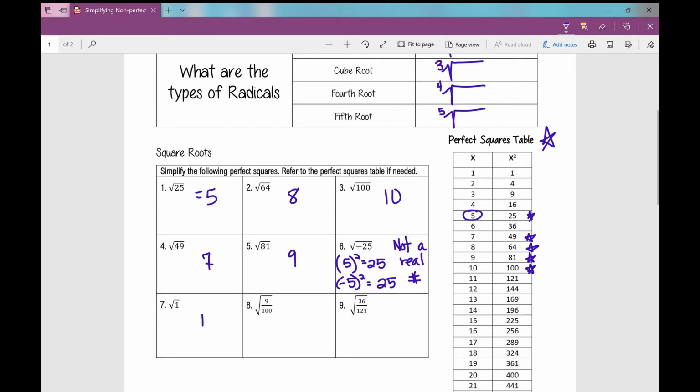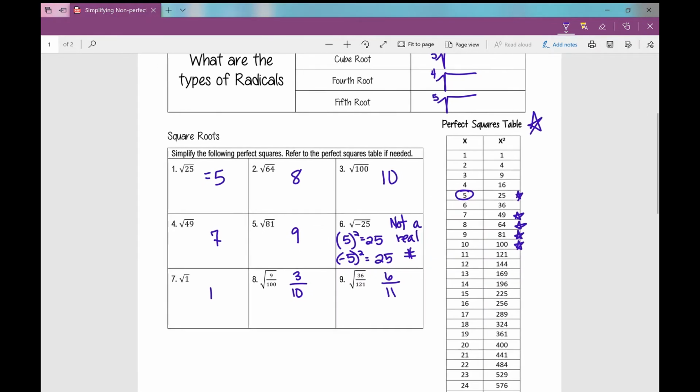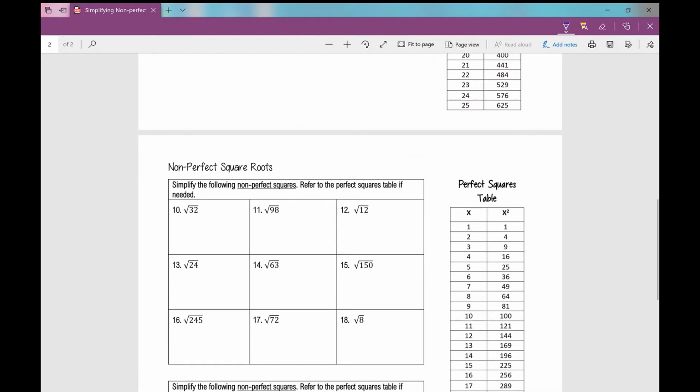And then now let's look at what we do when we have fractions underneath our radical. If our numerator and our denominator are both perfect squares, I just take the square root of each. So the square root of 9 over 100 is going to be 3 over 10 because the square root of 9 is 3 and the square root of 100 is 10. On number 9, the square root of 36 over 121, again, both are perfect squares, so the square root of 36 is 6 and the square root of 121 is 11. So these are just examples of our perfect squares. So that's the easy part. Let's get into the next part, which is simplifying our non-perfect square roots.